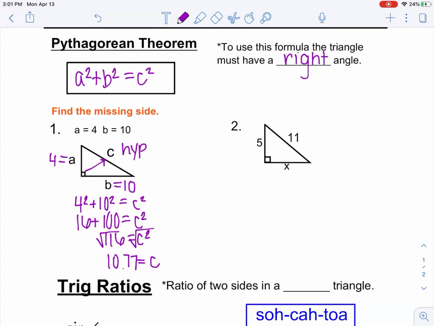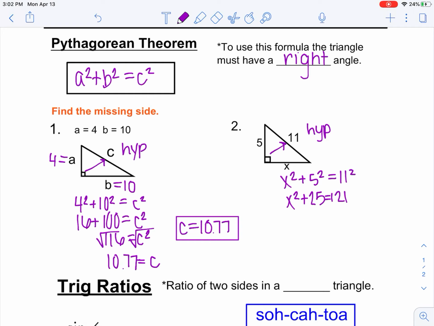Okay, let's try another example. Number 2, we have one of our legs as 5, our other leg is x, and then I can see that my hypotenuse is 11 because it's across from my right angle. So we can set up our equation, x squared plus 5 squared equals 11 squared. 5 squared is 25. 11 squared is 121.